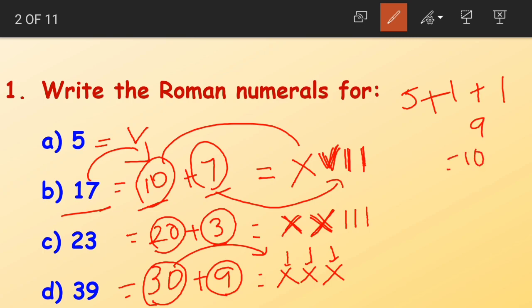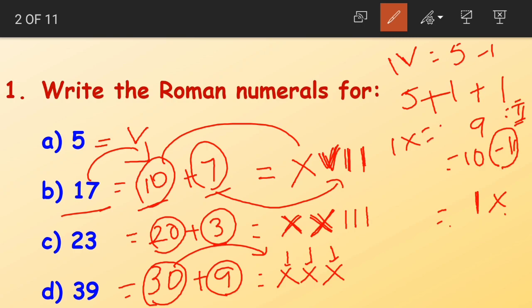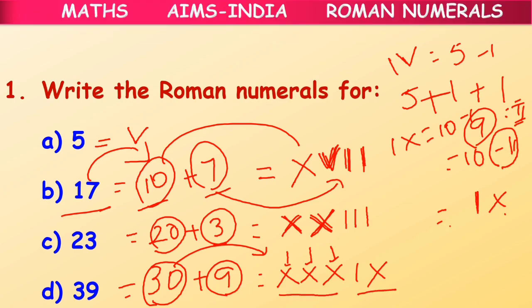See, 9 can be written as 10 minus 1. When we have to subtract, 1 is equals to I in Roman symbols, right children? 1 is equals to I. Now where do we write this I? We write this I to the left side of X. Then we get 10 minus 1. Just like we write IV for 4, right? 5 minus 1. In the same way, IX is equals to 10 minus 1 which is equals to 9. So XXX is 30 and IX is 9, 39.